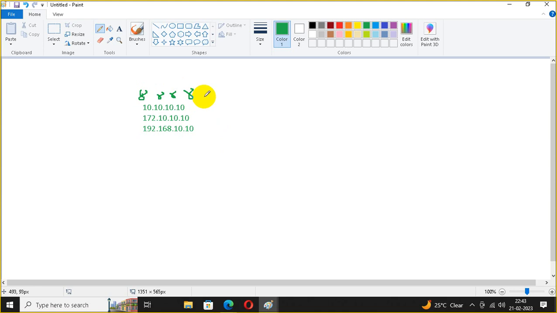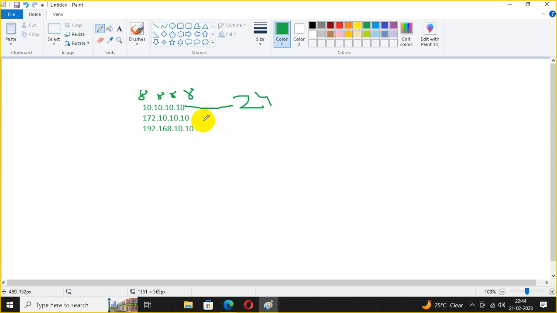How much? 24. Very good. If I ask how many host bits, it's 24. Why? Because this comes under class A. In class A there is a 3-byte host. Each byte is equal to 8 bits, so 3 into 8, 24. Simple, right?